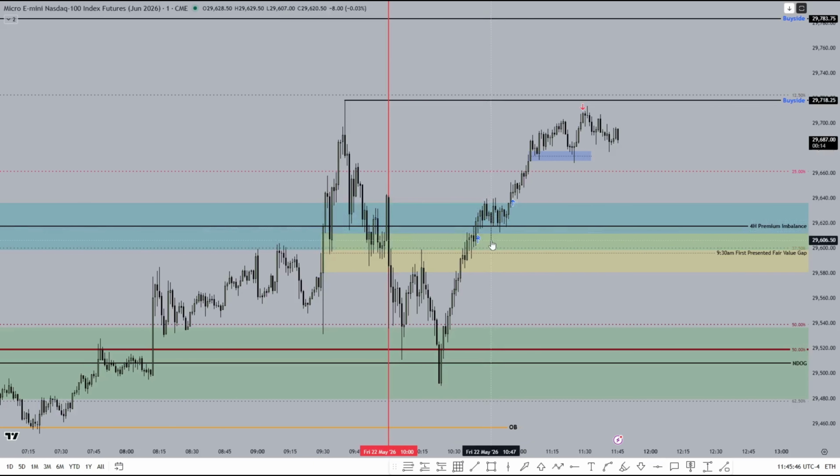We revisited the top end of the first presented fair value gap again. And we just had this consolidation for a bit, also around this 4-hour premium imbalance CE. But we can see how the wicks are just showing us the respect of it, that there's no bodies closing below it. And then as we started breaking out and showing that we were displacing higher, I took another entry.